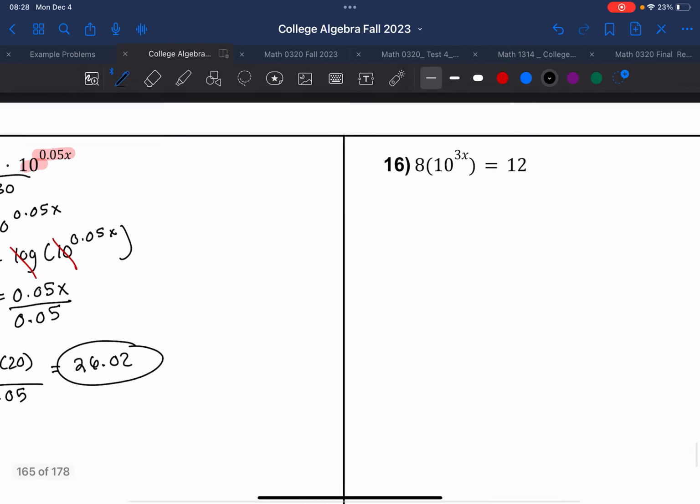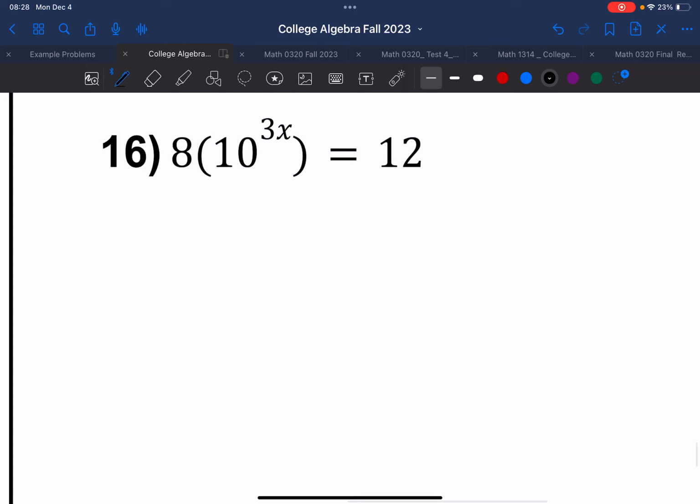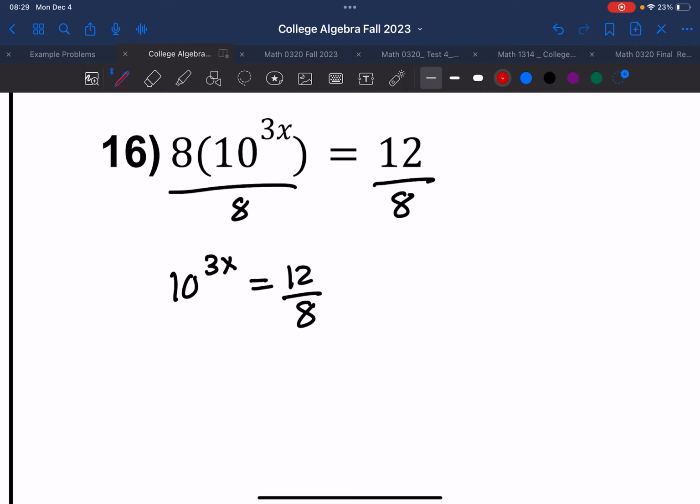Okay, lastly, number 16. I have a 10 to the power of 3x, so I'm going to have to use the log to cancel out that 10. But before I can do that, I need to get rid of the 8 in front of it. So I'm going to divide both sides by 8, and I get 10 to the 3x is equal to 12 over 8. 12 over 8 reduces to 3 over 2.